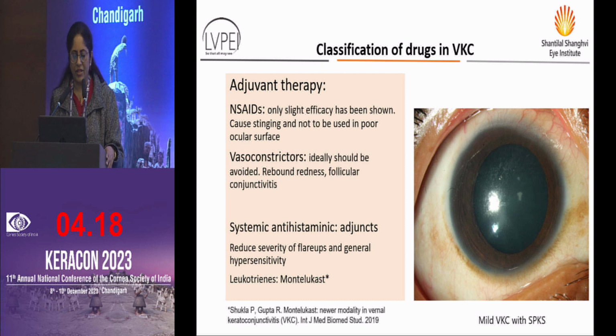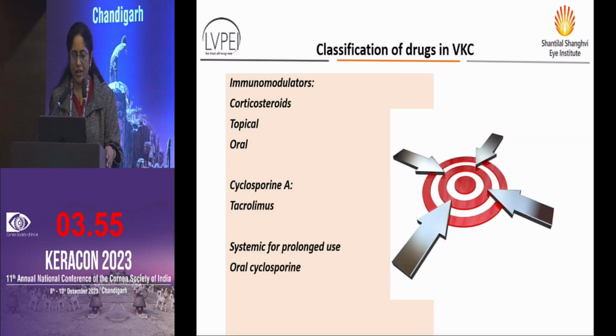And can you use systemic antihistaminics? Yes, the answer is yes. They work as adjuncts in flare-ups, and also some of them can be disease modifying, such as montelukast, which has shown efficacy, especially in patients with systemic allergy as well. So amongst the adjuvant therapy, I would select systemic antihistaminic and a leukotriene antagonist like montelukast, none of the others.